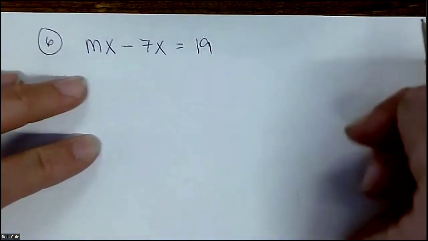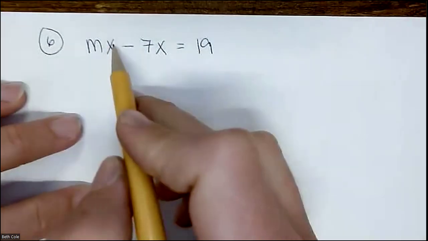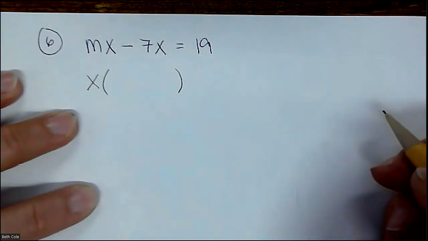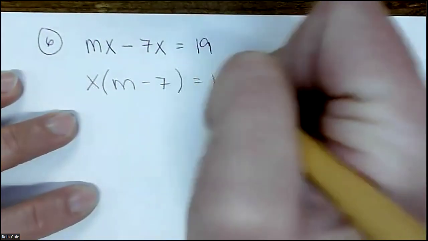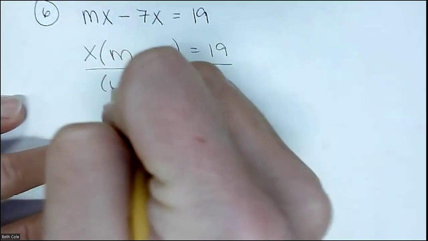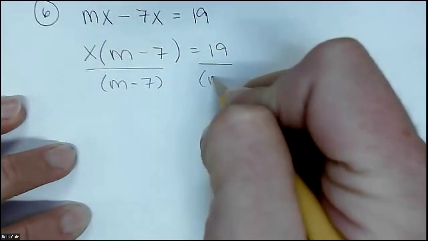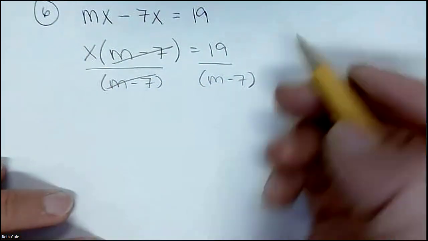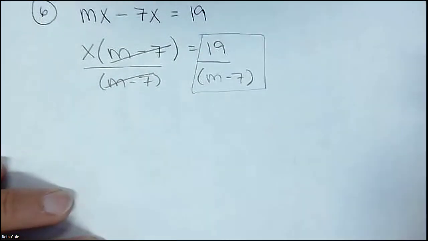All right, I'm going to do one more. So for this one, we want to get x by itself. See how they both have an x? You can factor an x out, greatest common factor. What's left is the m minus 7. And then to get the x by itself, you're dividing both sides by m minus 7. So when those cancel out, x is alone, and then this part is your answer.